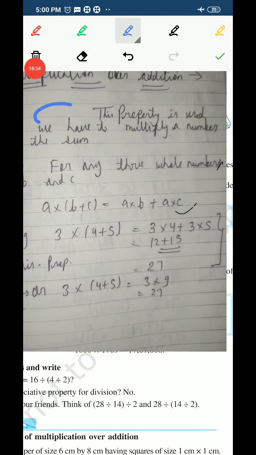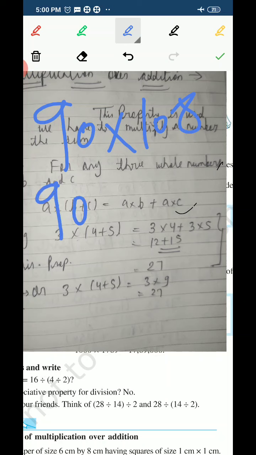Suppose we have to multiply 90 and 108. Now these are bigger numbers, so we can do one thing. We can write 108 as 100 plus 8. Here is a multiplication sign outside the bracket, and inside the bracket there is an addition sign. This is very important for the distributive property of multiplication over addition.